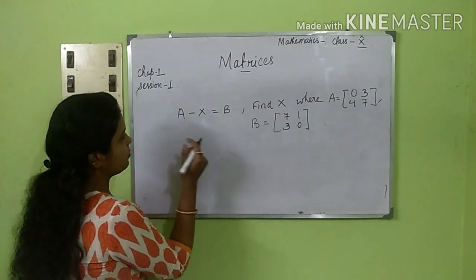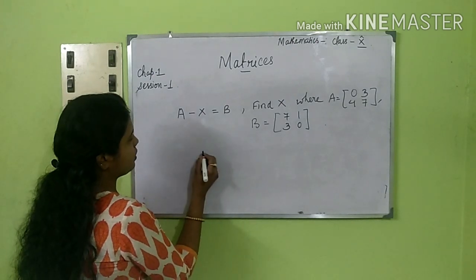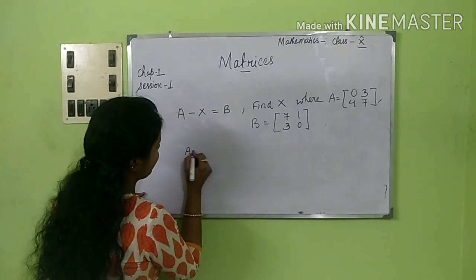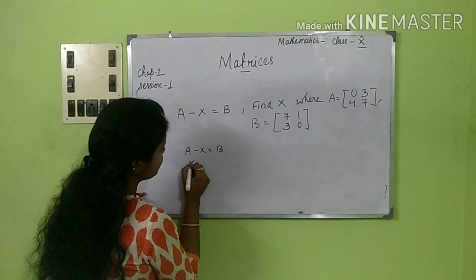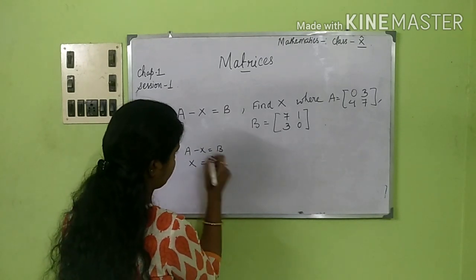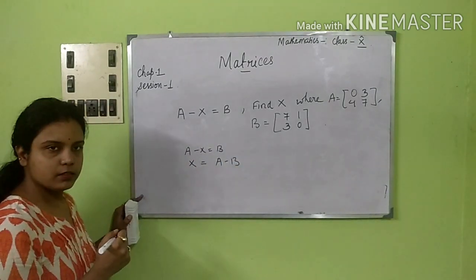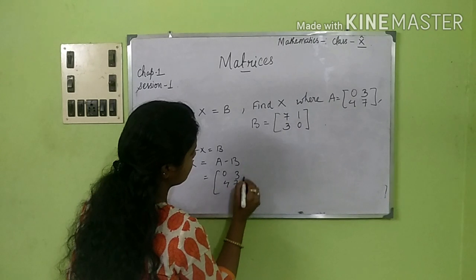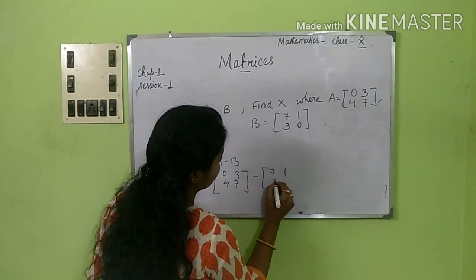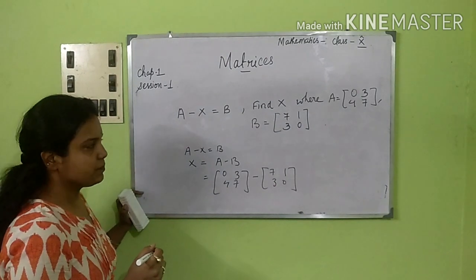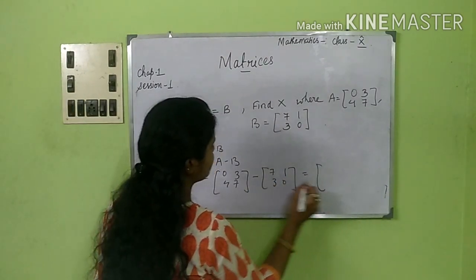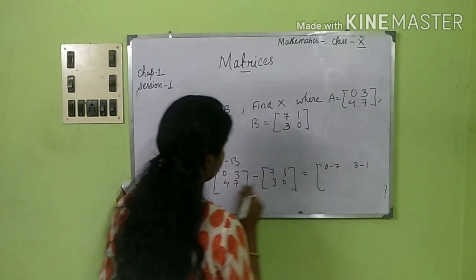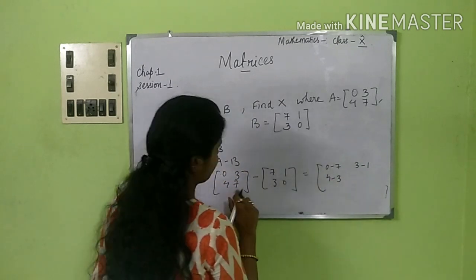Now for that you need to first just equate out this particular equation. A minus X equal to B. That means X will be equal to A minus B, right? Now put the values. A is [0, 3; 4, 7] minus [7, 1; 3, 0]. Right? So you are getting, subtract these two, you know it. It is 0 minus 7, 3 minus 1, 4 minus 3 and 7 minus 0.